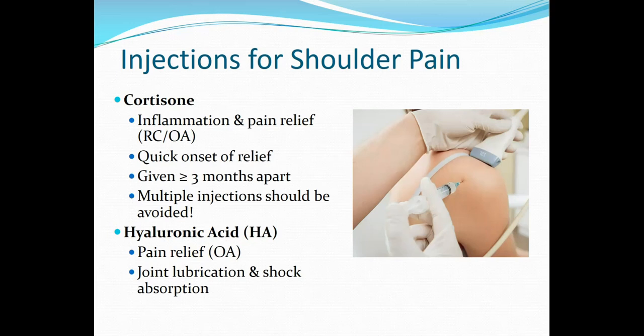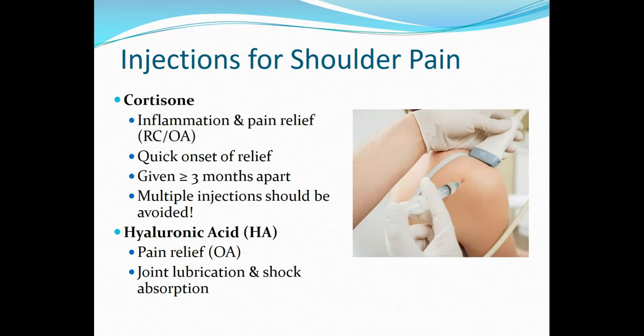Cortisone injections should not be used as a standalone treatment. Multiple injections for rotator cuff related pain are not advised, as they can deteriorate the rotator cuff tendons over time. Cortisone injections can also be very effective to manage arthritis pain. How long they last varies between patients. It should be used as needed, with at least 3 months in between injections.